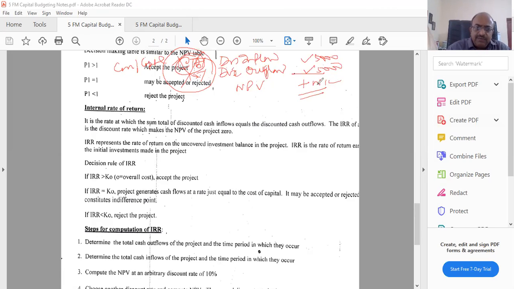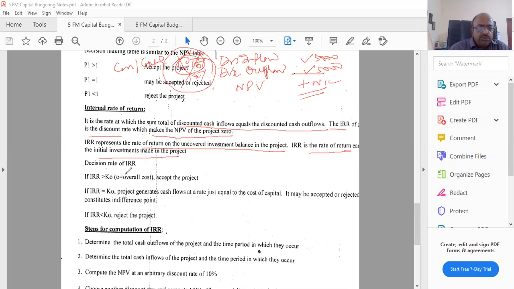So what is that cost of capital? Well, just recover your outflows. So it is the rate at which the sum total of discounted cash inflows equals the discounted cash outflows. The IRR is the discount rate at which the NPV of the project is zero. That's what I told. IRR represents the rate of return on the unrecovered investment balance in the project. IRR is the rate of return of the initial investments made in the project.